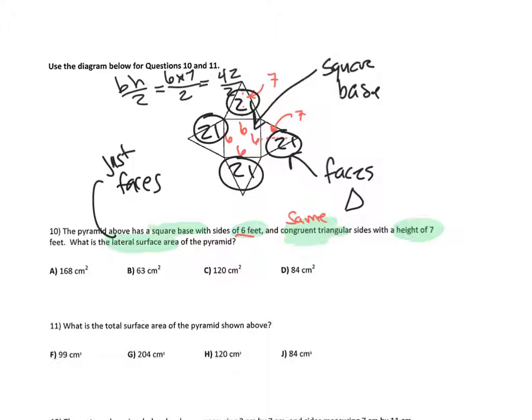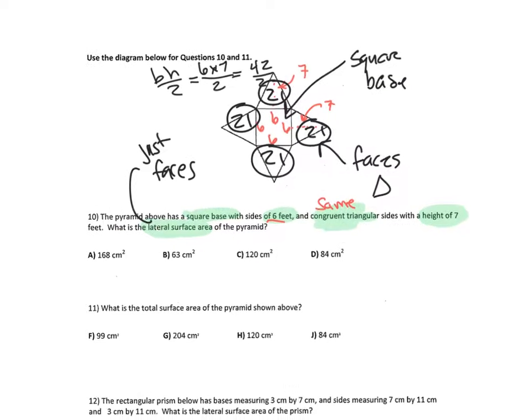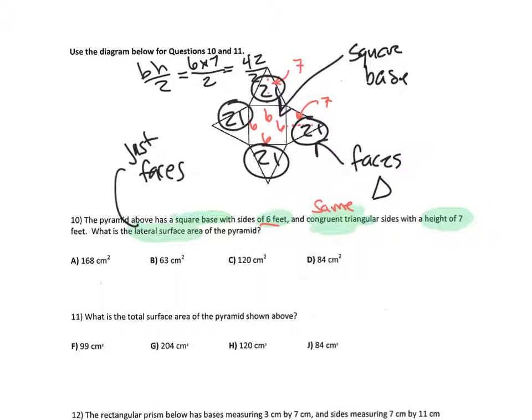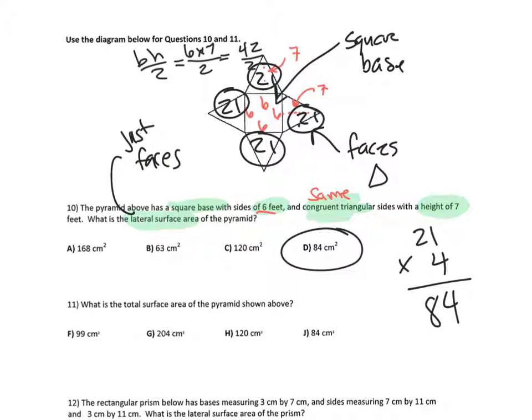Okay, so if each area is 21, I want to take all of those and put them together. So either 21 plus 21 plus 21 plus 21, or 21 times 4, since that's how many triangular faces we have. Should get 84. So 84 plus 36, and then that's good for the total surface area.